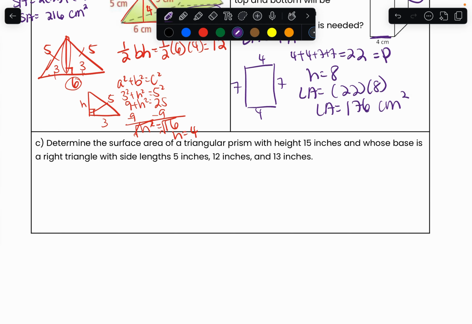Okay. Now let's go to question number C. It says determine the surface area of a triangular prism with a height of 15 and whose base is a right triangle with side lengths 5, 12, and 13. Now let's go ahead and draw this out. We know first of all it's a triangular prism, and I know the base is a right triangle. So let me go ahead and draw a right triangle out first, guys. The drawing part might be a little bit difficult, just try your best. So this is my right triangle.